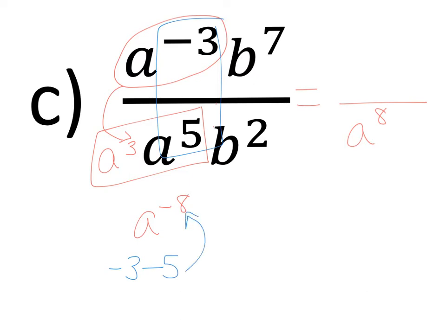It doesn't matter, okay? And then we're going to look at the B's, and this is kind of easy. So we subtract and we get 5. 7 minus 2 is 5. So B to the 5th will stay up on top because it's positive, and that's going to be your answer.